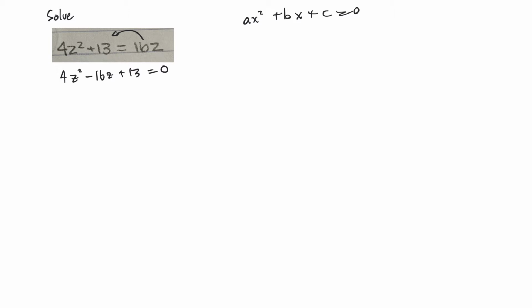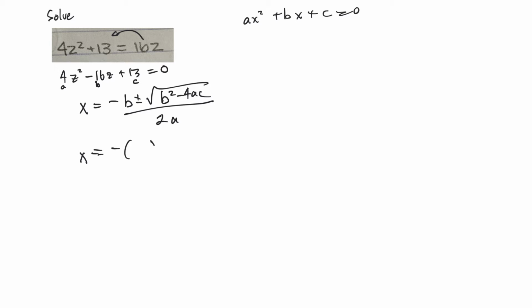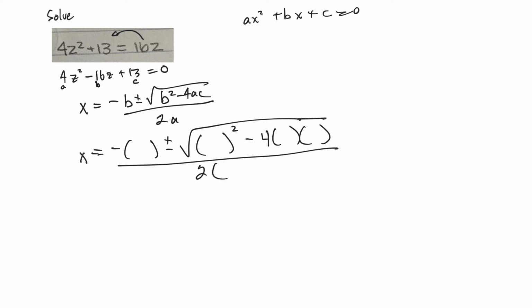Okay, to factor that, two numbers that multiply to 52 and add to 16? Yeah, not going to happen. And so I think I need to use the quadratic formula. So the quadratic formula is, the answer to the question is, x is equal to minus b plus or minus the square root of b squared minus 4ac all over 2a. So this is a, this is b, and this is c. x is equal to minus b plus or minus the square root of b squared minus 4 times a times c, all over 2 times a.